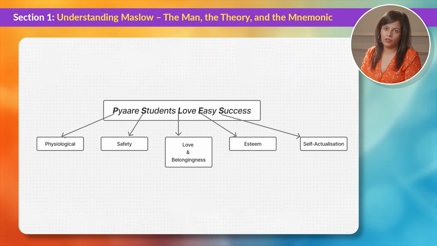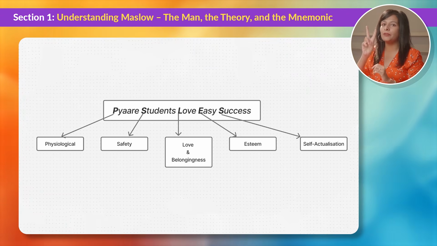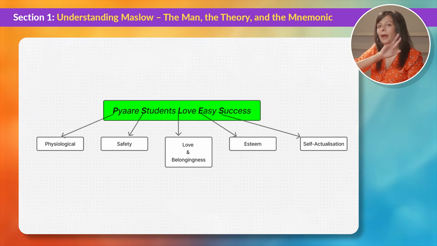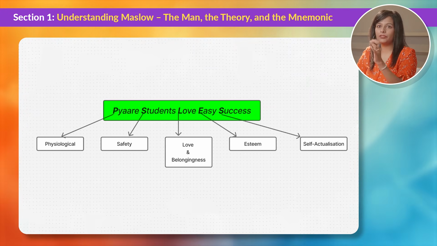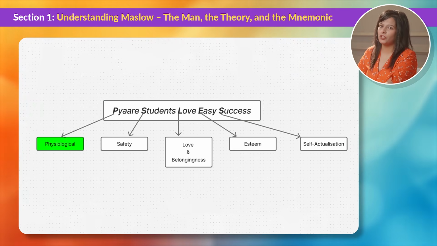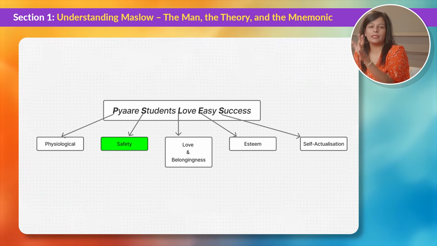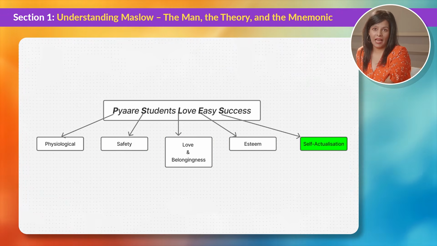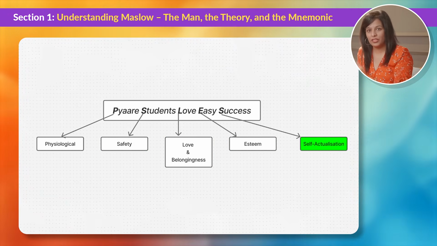Now, in order for you to be able to remember all the 5 stages in order, I have made a fun mnemonic for you. Just remember, Pyare Students Love Easy Success. P is for physiological needs, S is for safety needs, L stands for love and belongingness, E is for esteem needs, and the last S is for self-actualization.